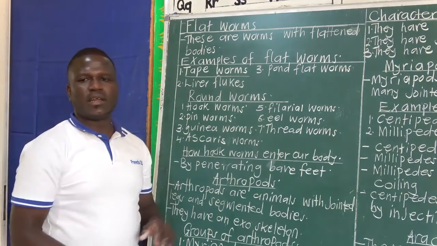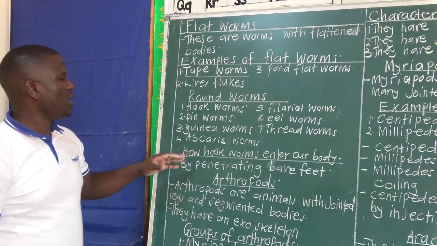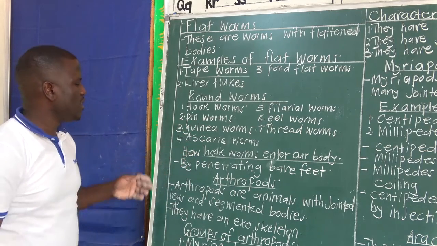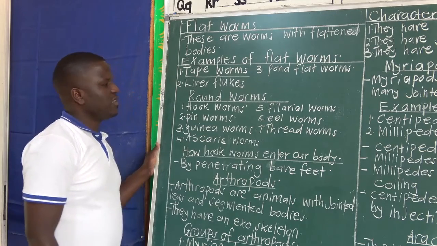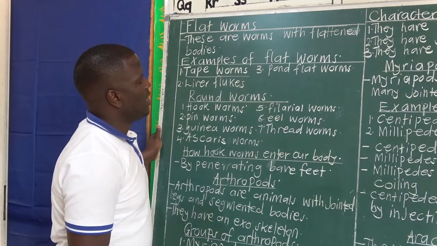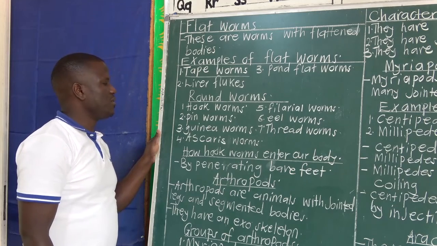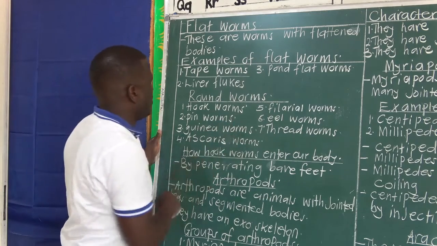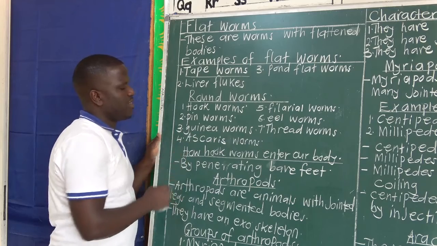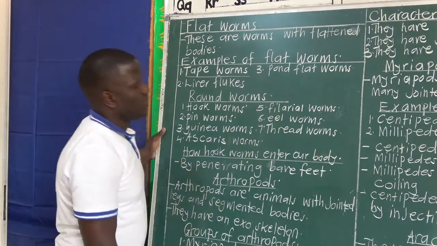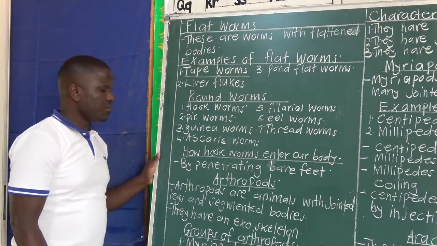Next, we look at roundworms. Examples of roundworms are hookworms, pinworms, guinea worms, ascaris worms, filario worms, eelworms, and threadworms.